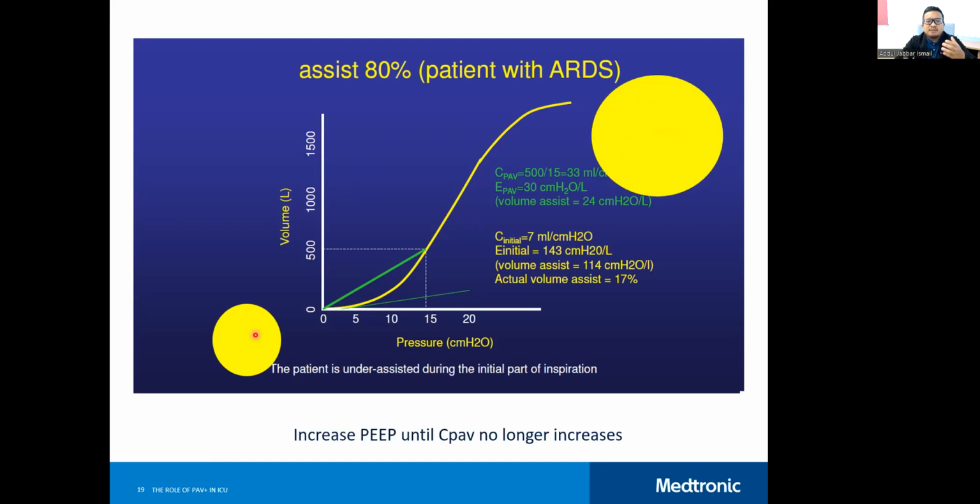So using this concept, the patient might be having low compliance because the patient is at a lower lung volume. So how to solve this issue? We need to increase the PEEP until the compliance that is measured by PAV no longer increases. So when you increase the PEEP by 2, you need to see on the monitor the CPAP compliance increase. If there is no more increase, then you can stop the PEEP increment.